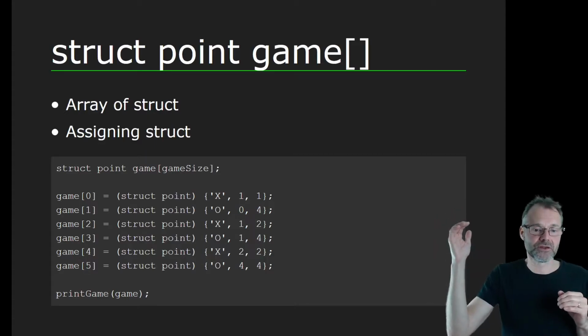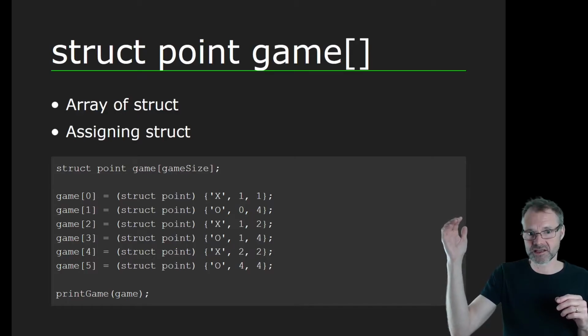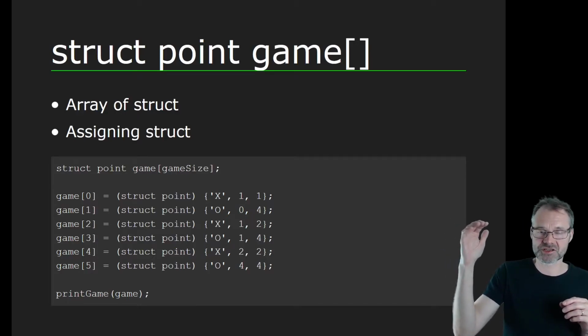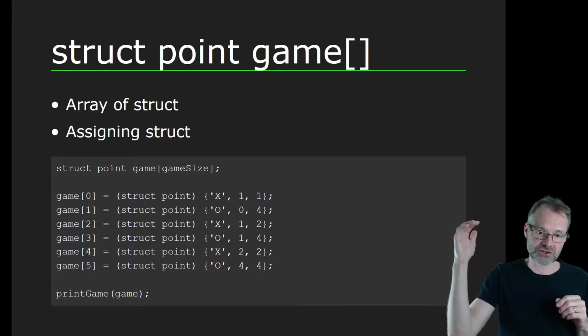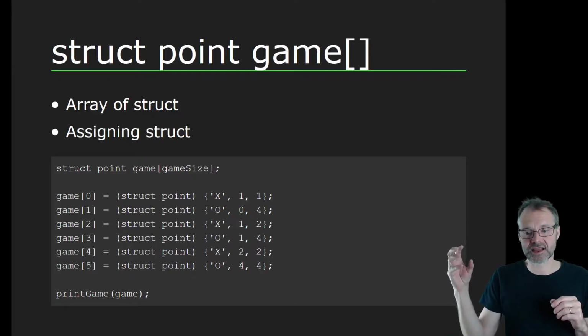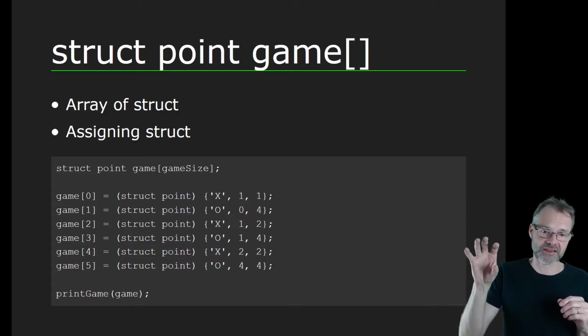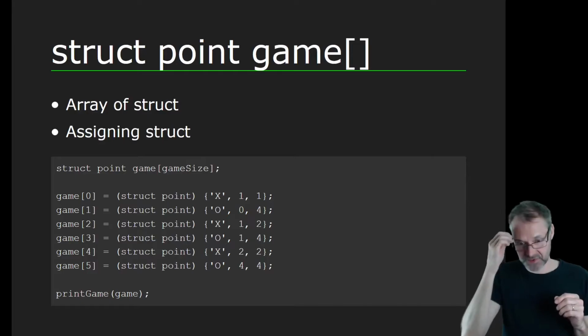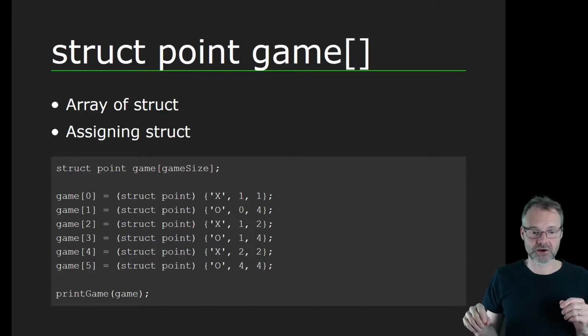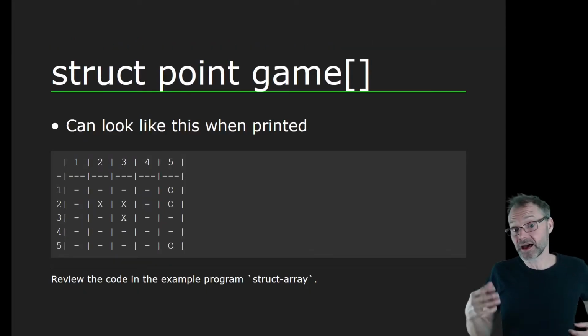And here I need to typecast this with the curly braces initialization. I'm going to typecast it to a struct point, so the compiler can see that the actual type I'm creating there is mapping to the type that the array has. Then at the bottom there, I just print the whole game by sending the complete array to that function. And this is how the game could look when I print out these values here.